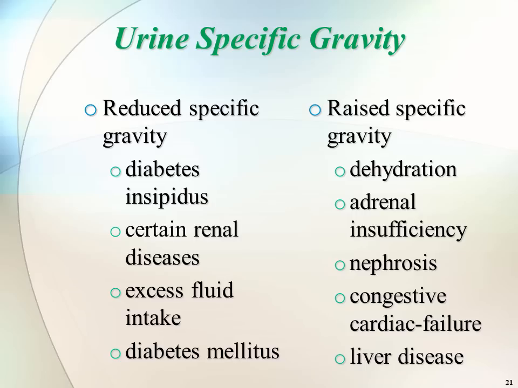I put this in here because sometimes I think it's difficult to understand urine specific gravity, and we talk about all of these things this semester. So we're going to talk about things that reduce specific gravity or make the urine more dilute: diabetes insipidus, certain renal diseases, excess fluid intake, diabetes. And the raised specific gravity with the adrenal insufficiency, the heart failure, and liver disease that we're going to talk about this semester. So this is just for your reference.